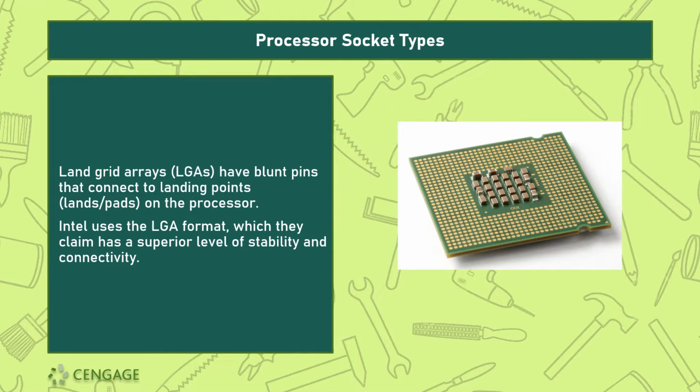Land grid arrays do have a form of pin, but the pins are very, very shallow, usually to the point where they seem flush with the surface of the chip itself, where it lodges into the socket. So this format, as claimed by Intel, who uses it, has a superior level of stability and connectivity. Now we can see from some certain physical properties why this might be the case.